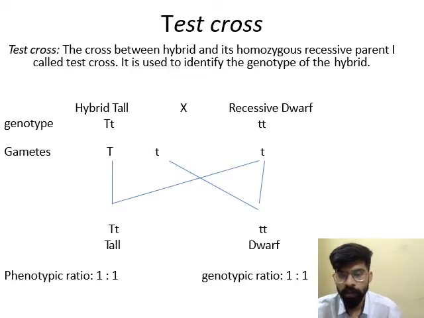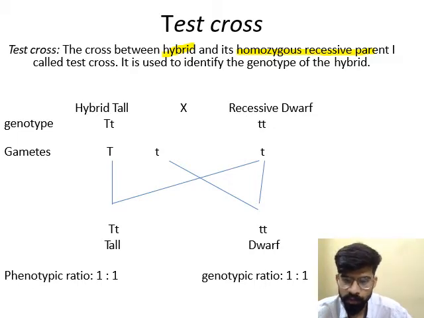Now, in the fifth part, we start with the test cross. What is a test cross? Test cross is a cross which takes place between a hybrid, hybrid means F1 generation, and its homozygous recessive parent. Means when a cross is made between a first generation hybrid and its homozygous recessive parent, this cross is known as test cross. And why is this test cross used?